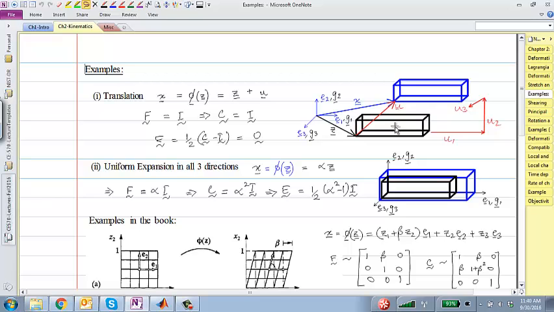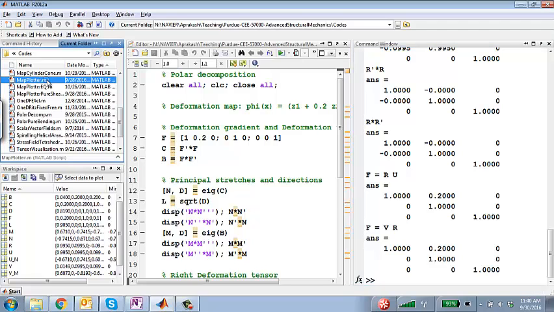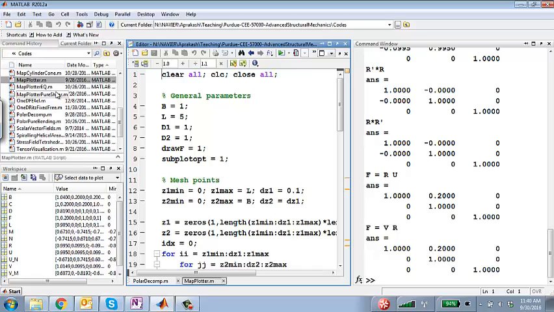And I think I showed you an example of a tensor field with one of the MATLAB codes that is now posted. So if I can possibly run that again. Let's see if it connects. There we go.